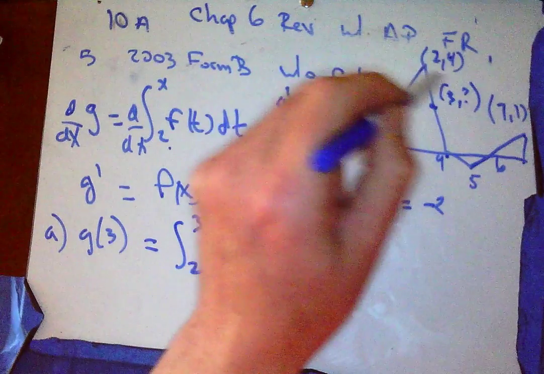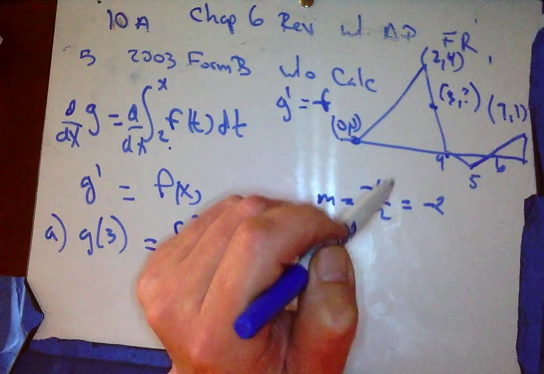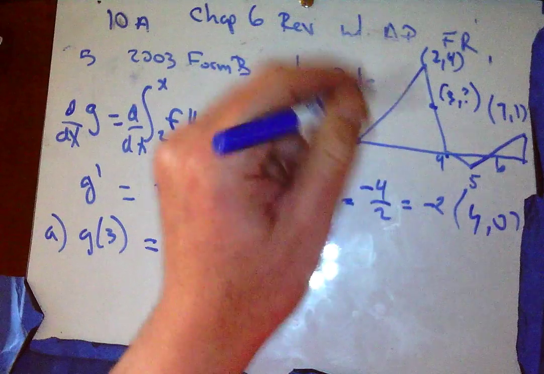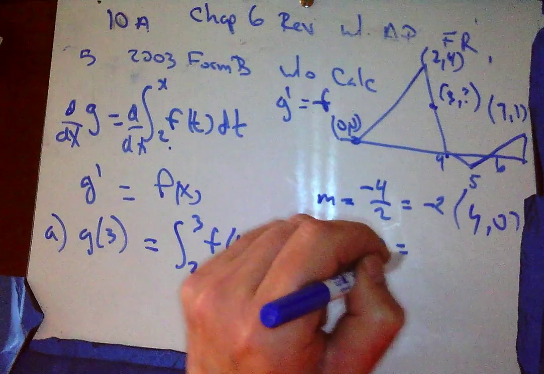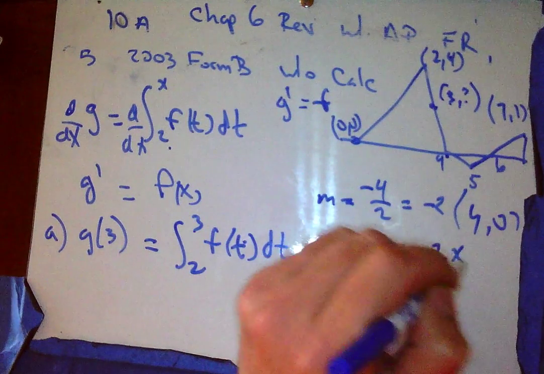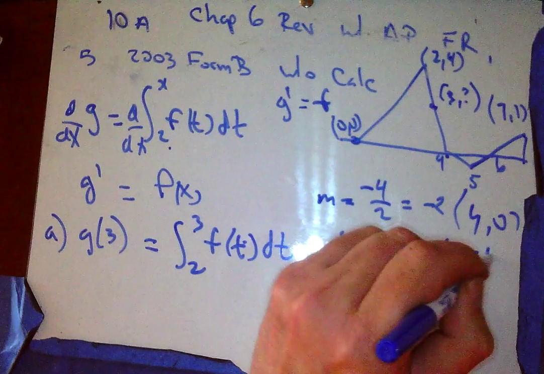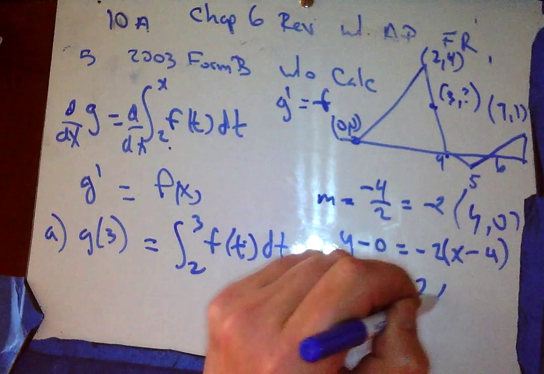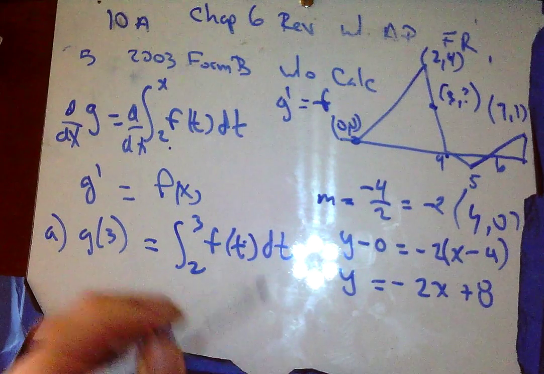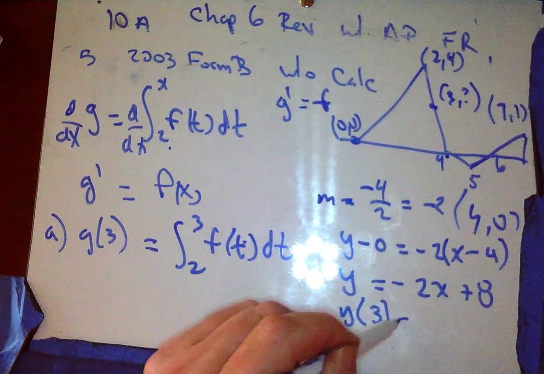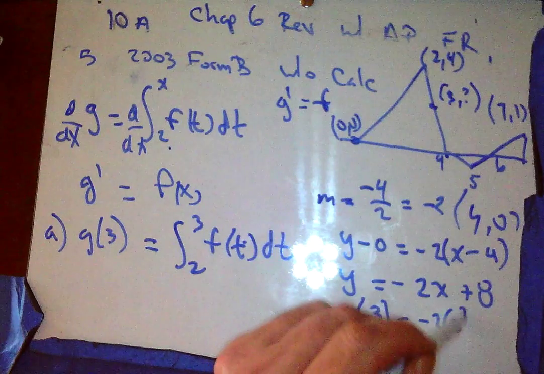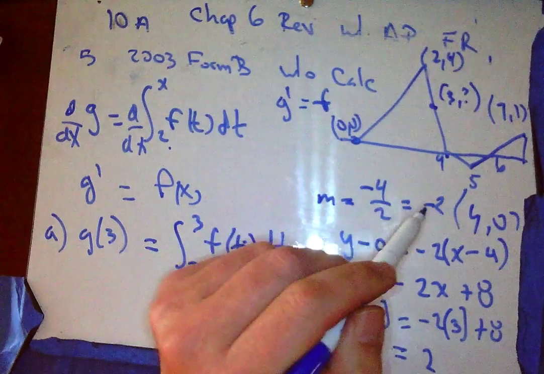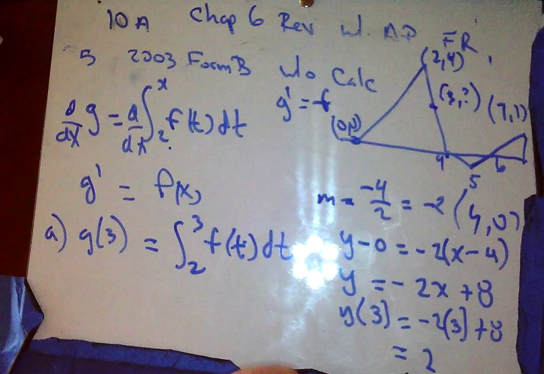And we've got another ordered pair on the graph, (4, 0). So this line is y minus 0 equals negative 2 times (x minus 4). So that's y equals negative 2x plus 8. And I want to know what y equals at 3. Negative 2 times 3 plus 8 is 2. And yeah, you might have guesstimated that, but it's good to know for sure.